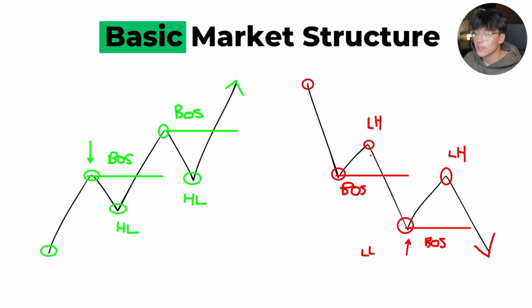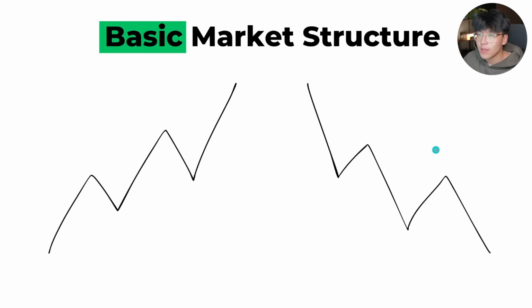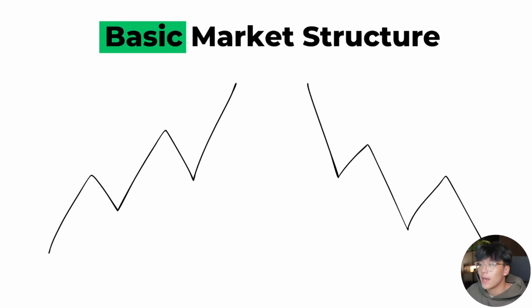So clearly we can see on the left-hand side what we have is a clear uptrend in the market, and on the right-hand side we have a clear downtrend in the market. And of course, this is the basics of market structure. And you might be asking, price doesn't always look this clean, and you are correct.